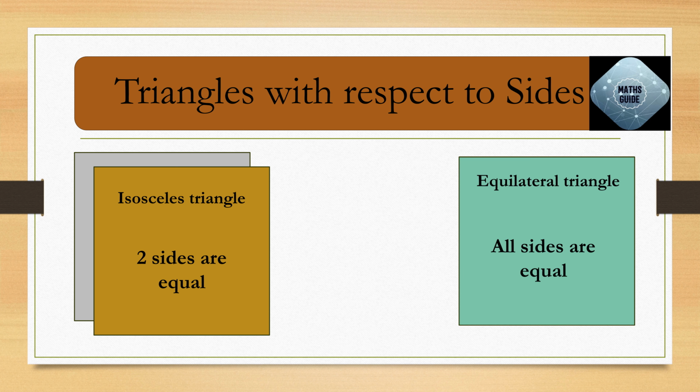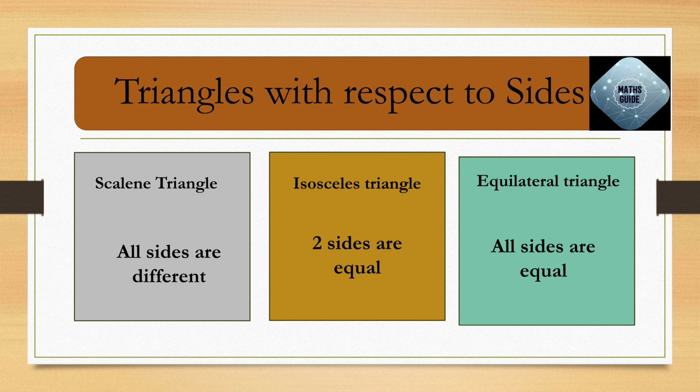Next one is isosceles triangle. If a triangle has only 2 sides equal, this type of triangle is called isosceles triangle. And the last one with respect to sides is a scalene triangle. This triangle has all different sides in measurements.